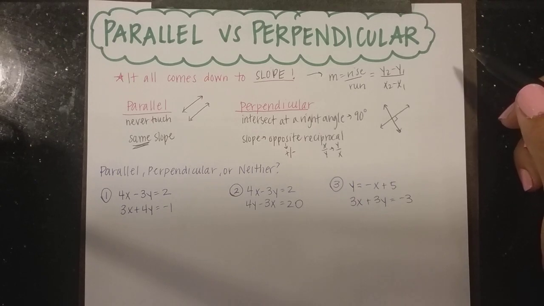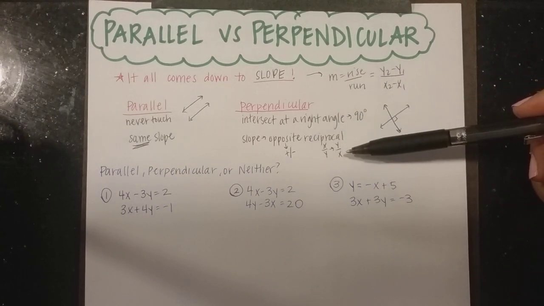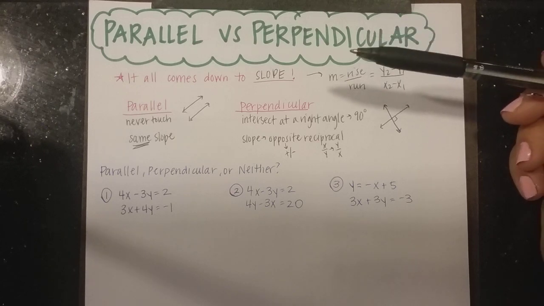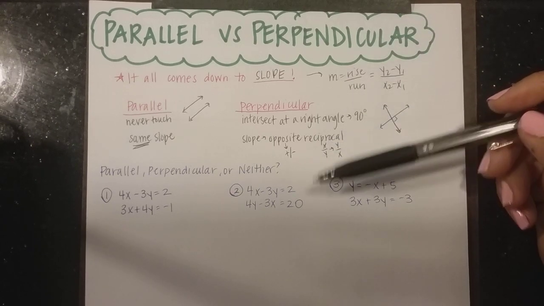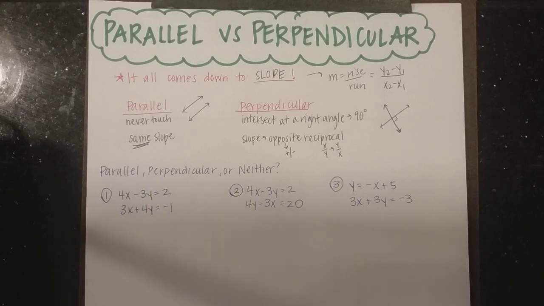So all we need to do right now is look at slopes, right? Look to see if they have the same slope, if they have opposite reciprocals for slope, or if it's neither one, then they're going to be neither perpendicular nor parallel. So for our 3 examples, I'm determining if their lines are parallel, perpendicular, or neither. We're going to do that by looking at slopes.